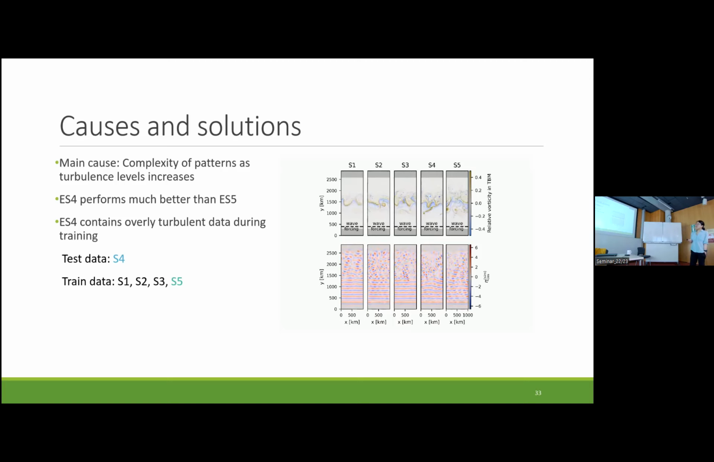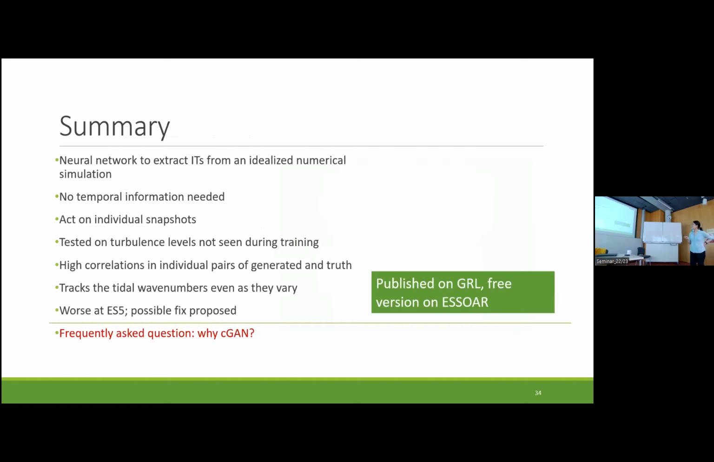So it seems like if the algorithm has seen more complicated patterns during training, then it will do better during the testing phase. And so in principle, we can train another S6 run and feed it into the training data if we want to improve the testing performance on the S5 snapshots. But this is more or less what we're already doing for ES4.